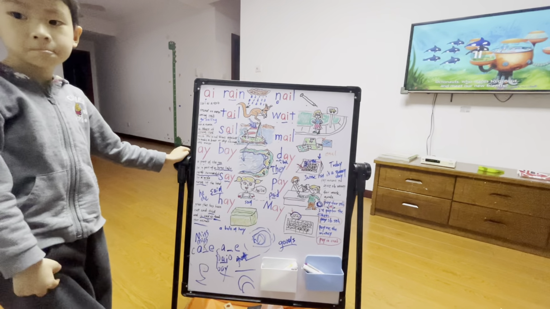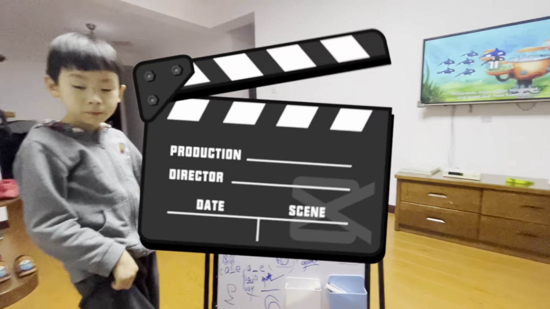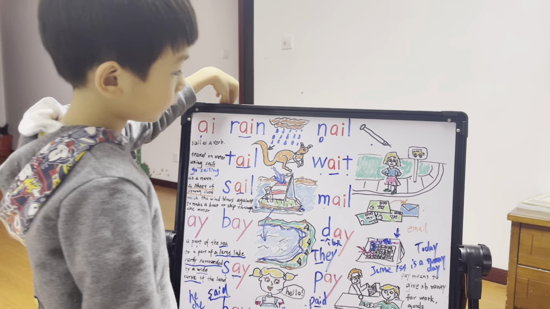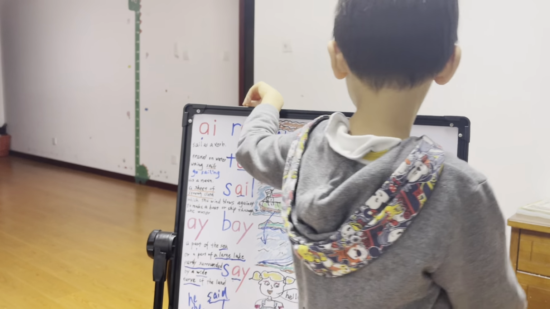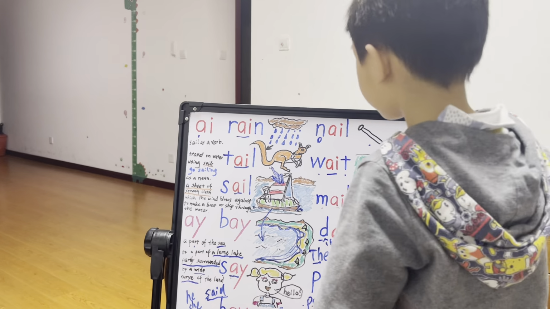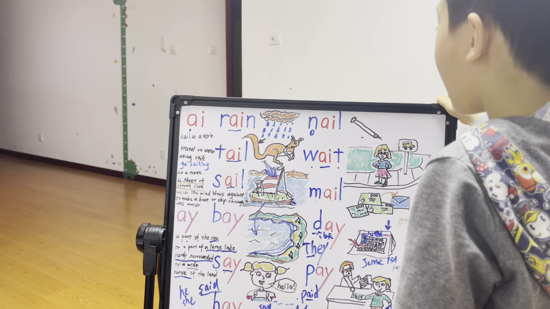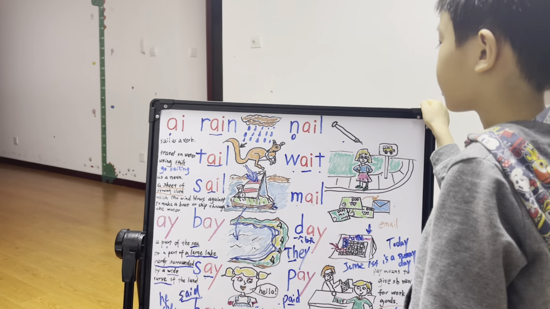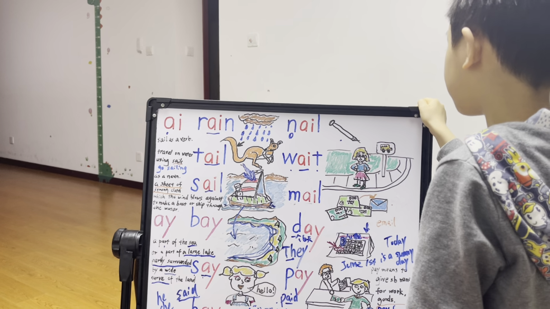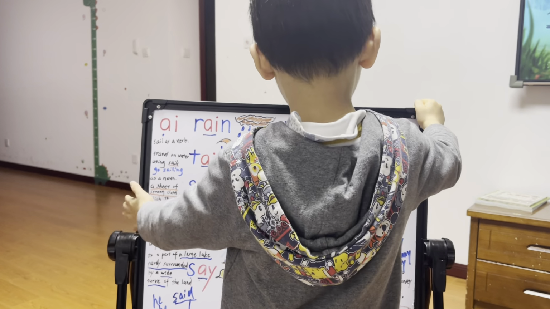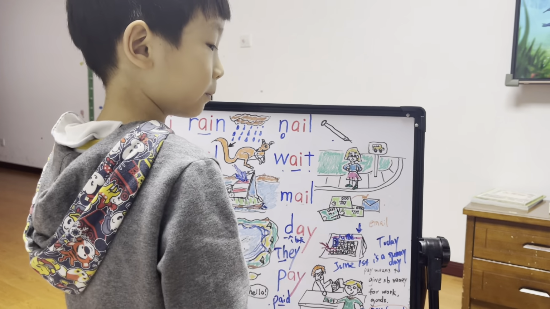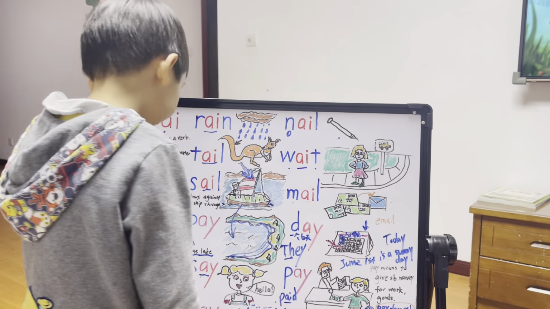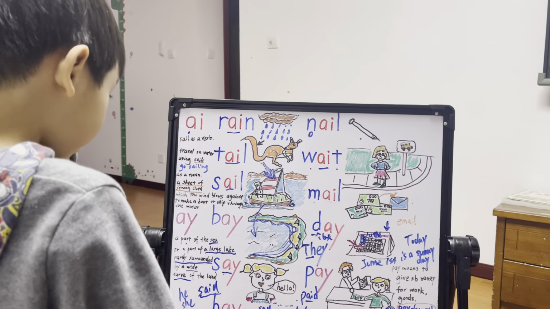Make a sentence. Your attention is wandering again. Rain. Rain, okay. It will rain in the afternoon. It rained in the morning. Nail. You see a nail on the floor. I can hammer the nail. Yes? Next one. T-A-I-L.